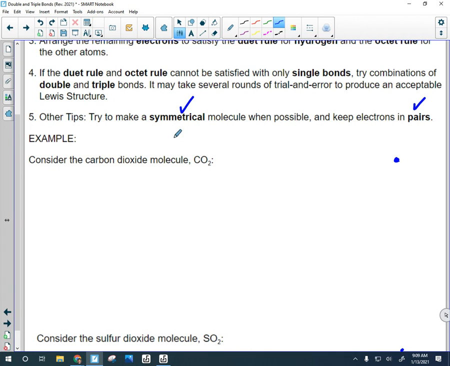1 carbon, 2 oxygen. Okay. So the first step is to tally up the valence electrons. So carbon, if we find it on the periodic table, should have 4 valence electrons. I'll put 4 VE.